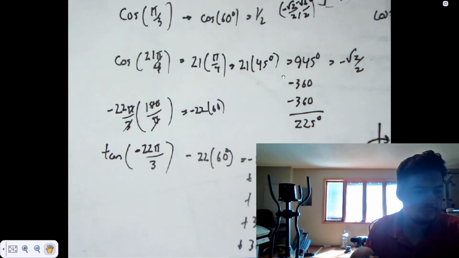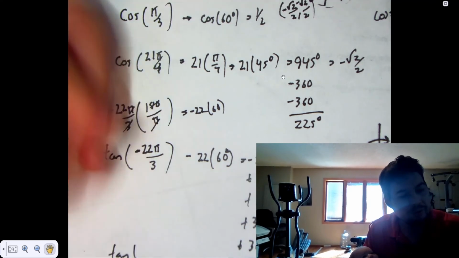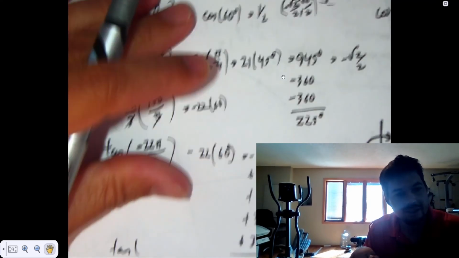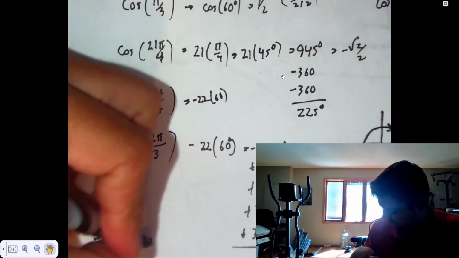So through a little manipulation, we rewrote this ugly looking thing and we said it is equivalent to the tangent of 120. Oh, he's happy. He must like this lesson.